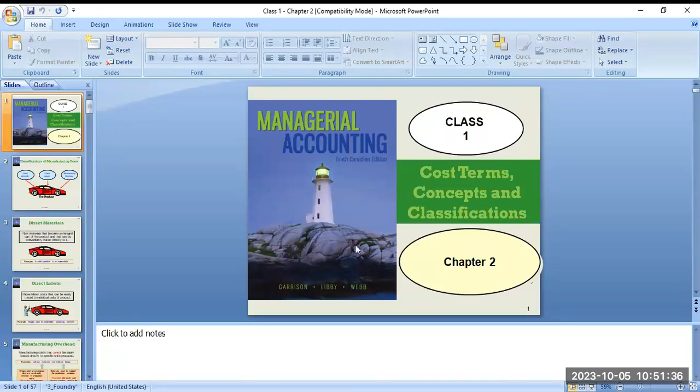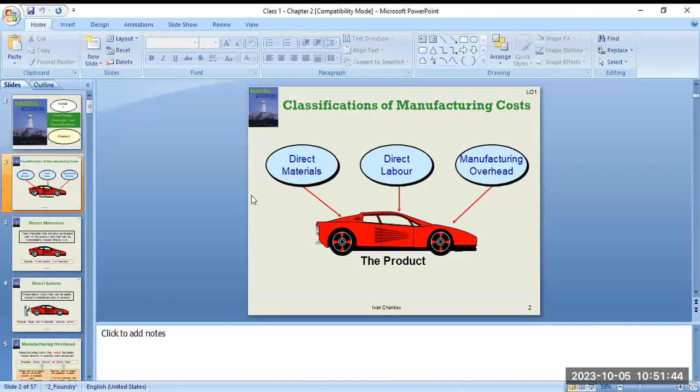This is chapter 2. Let's go with some cost terms, concepts, and classifications for managerial accounting. First things first, in order to have a product, we need three types of costs. First, we have to find the cost of direct material. We have to find the cost for direct labor, and we have to find the cost for the manufacturing overhead. So we need three things in order to have a product. We need direct material, we need direct labor, and we need the manufacturing overhead.